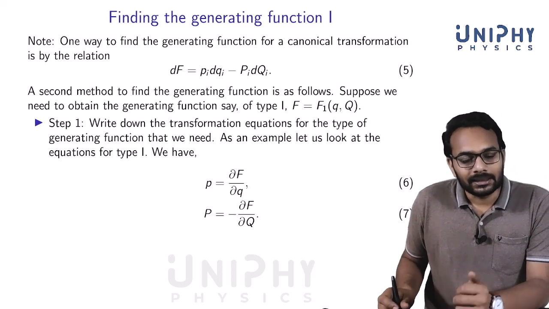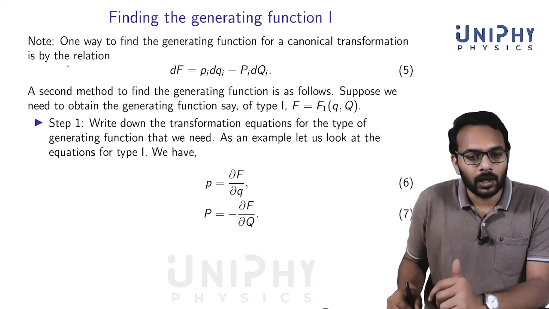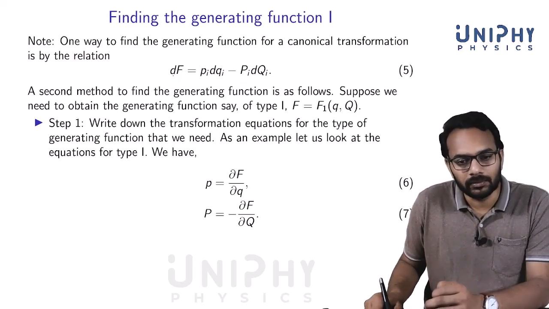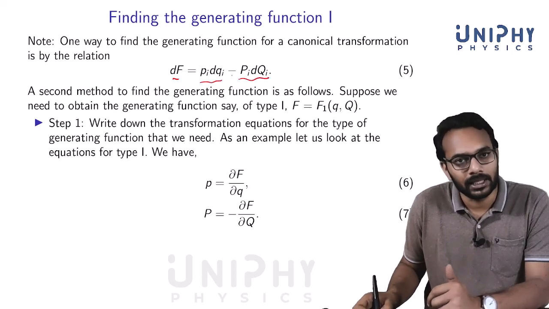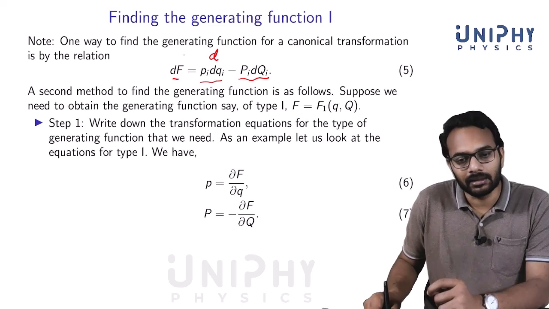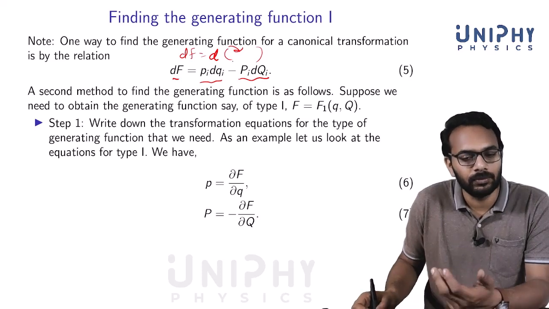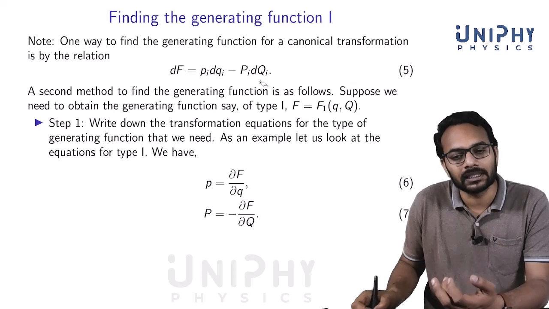The next kind of problem is to find the generating function given the transformation. How do we do this? One way to find it, we already did this in a problem. We can write dF as p_i dq_i minus P_i dQ_i, and then you will get something. dF is equal to d of something, so the generating function will be whatever is in here. We have already seen this, but this doesn't always give the kind of generating function that we need.